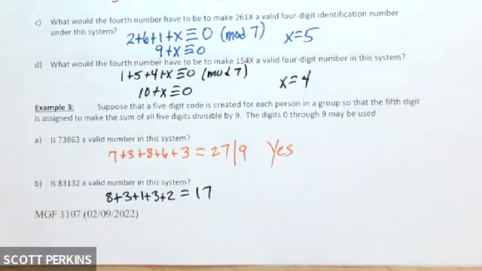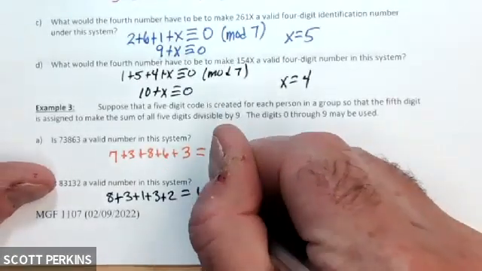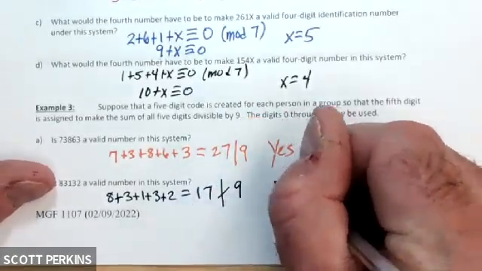Then the next one, the digits add up to 17. Is that a legitimate ID code? No, because that is not divisible by 9. So that one is a no.